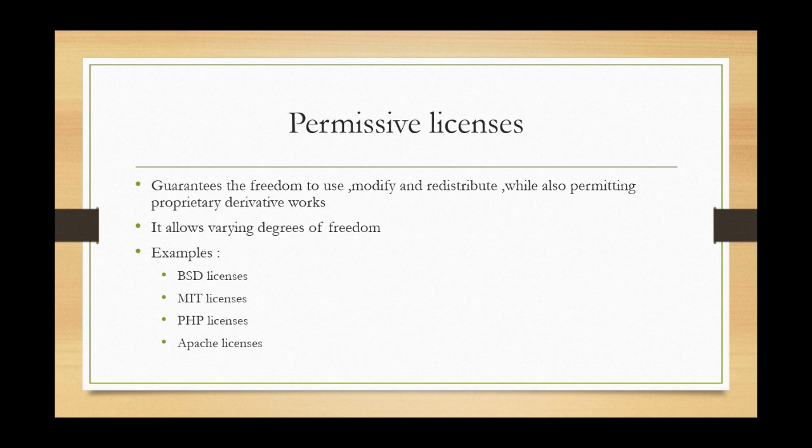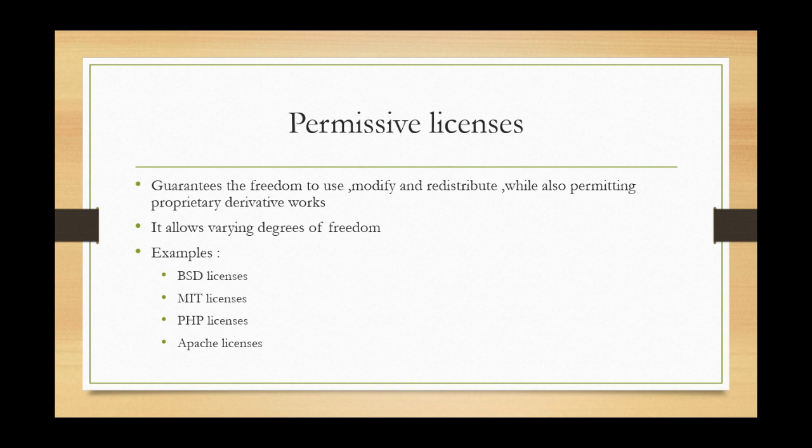That means that this type of license allows varying degrees of freedom to use, varying degrees of freedom to modify, and to redistribute the open source code. In that case, it permits its use even in proprietary derivative works, and it requires nearly nothing in return in regards to obligation moving forward.